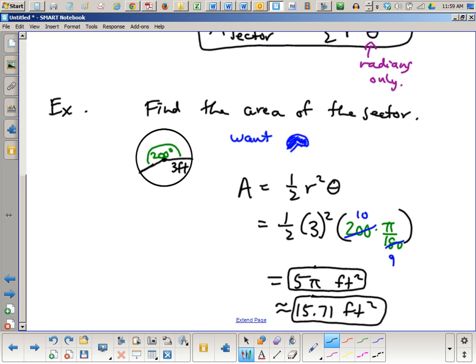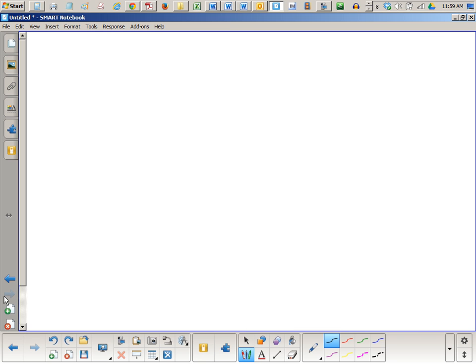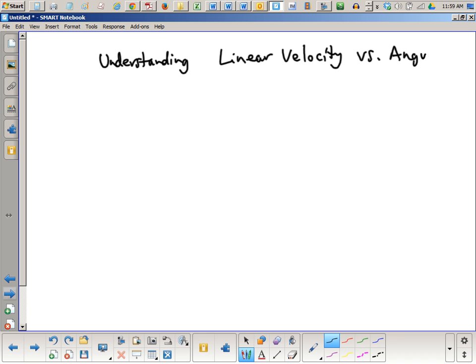Okay, the last objective is to talk about motion. Everything we've done is static. Nothing's moved. We've measured the arc of a circle, the area of a sector. We have not done anything in motion. So let's see if we can understand linear velocity versus angular velocity.